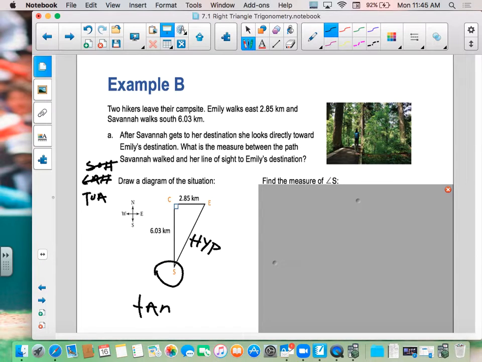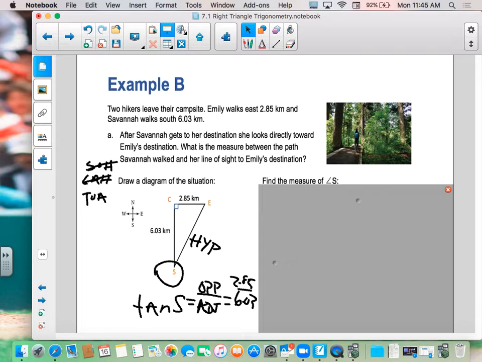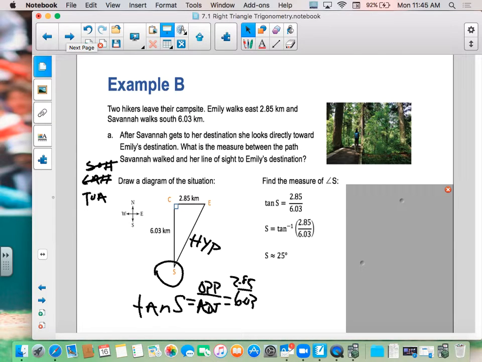So if I'm going from angle S, I could say the tangent of angle S is equal to opposite over adjacent, which is 2.85 over 6.03. Now you're going to learn that when you find a missing angle, you're always going to do the inverse trig function. And there you have it. You could type that into your calculator and make sure that you get 25 degrees.